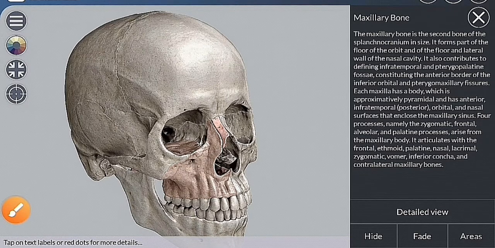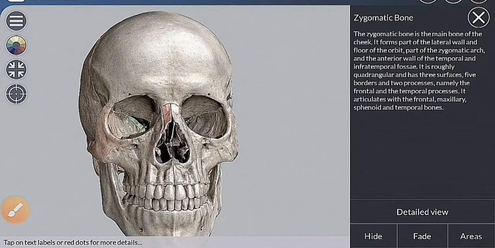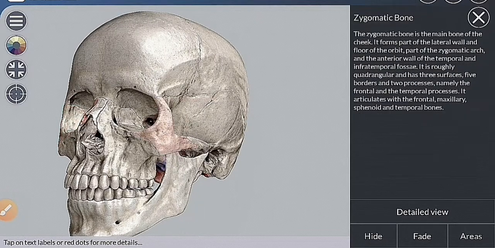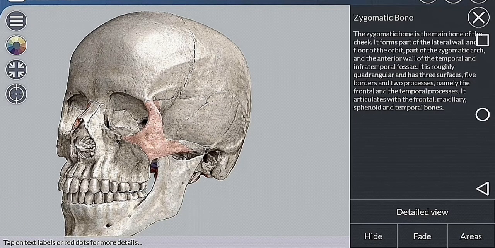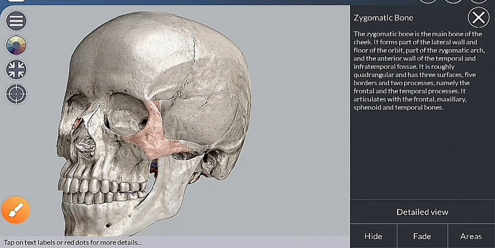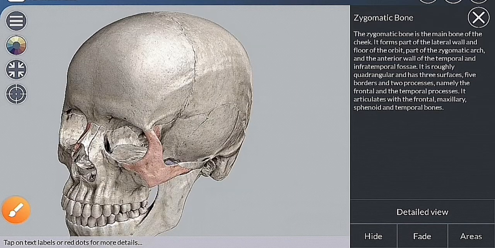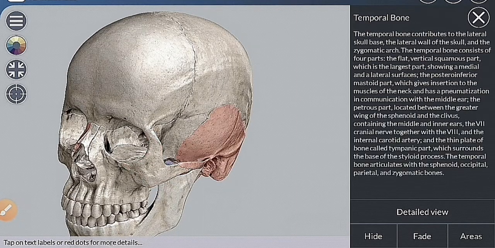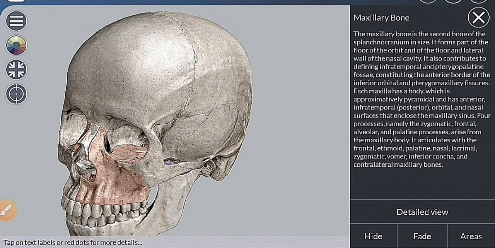These are called zygomatic bones. It is two in number, here and here, and they form the upper and lateral part of the face and the cheekbones. These are called zygomatic arches, this extension, and they connect with the frontal bone here and the temporal bone here and also the maxillary bone.